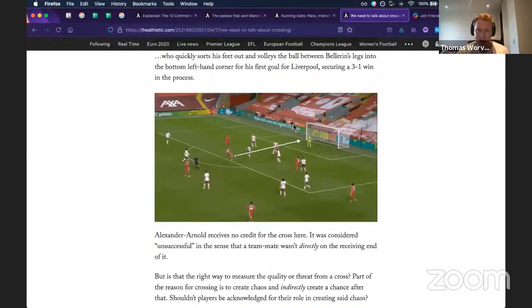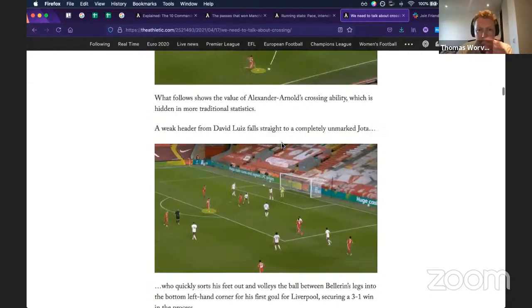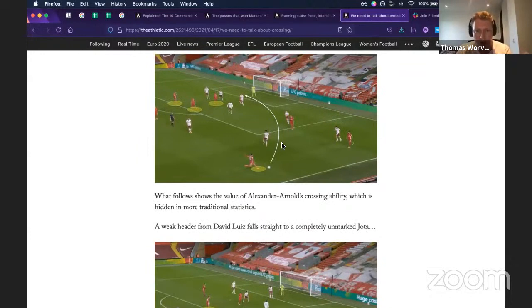And Trent doesn't get an assist because the cross is incomplete, but he's probably done the best he could have done for that situation. Jota's in the right position. He's forced a bad clearance, and he deserves some sort of credit.